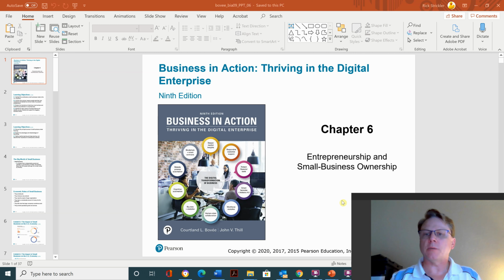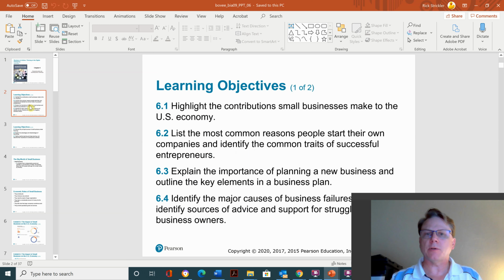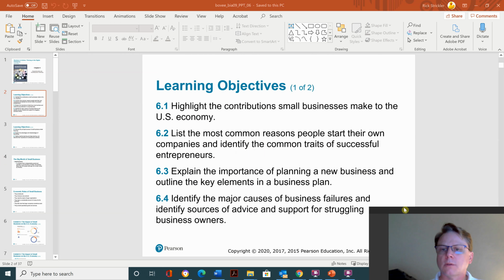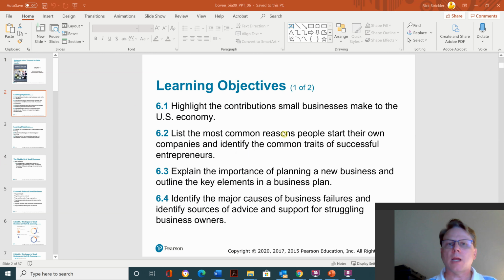This chapter is about entrepreneurship and small business ownership. When you're finished with this chapter, you should be able to answer these questions. Highlight the contributions small businesses make to the U.S. economy. List the most common reasons people start their own companies and identify the common traits of successful entrepreneurs. Explain the importance of planning a new business and outlining the key elements of a business plan. Identify the major causes of business failures and identify sources of advice and support for struggling business owners.